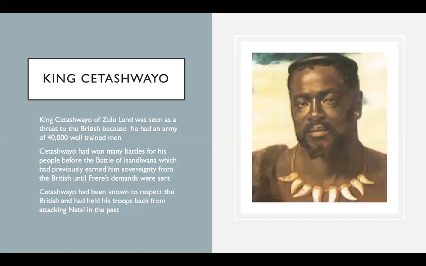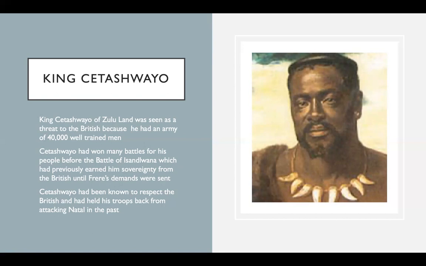King Katashweo of Zululand was one of the most respected kings in all of South Africa. Katashweo had a well-trained army of 40,000 warriors that the British had always seen as a threat, despite their lack of resources and skills that the British had. However, because of the many victories that Katashweo had in the past, Zululand was respected as sovereign by the British until Frere's demands were sent.